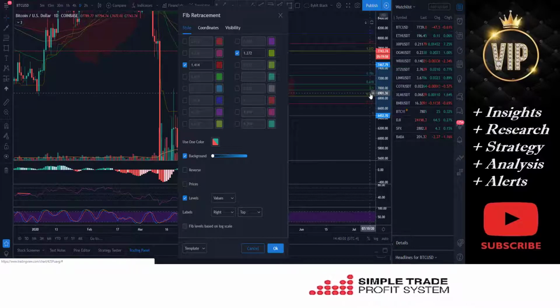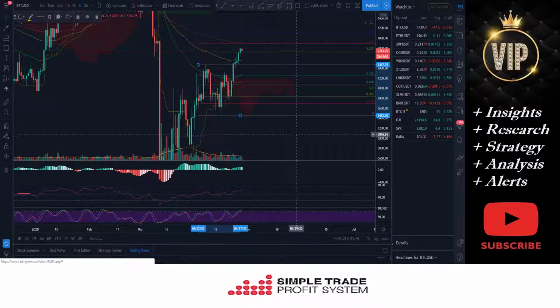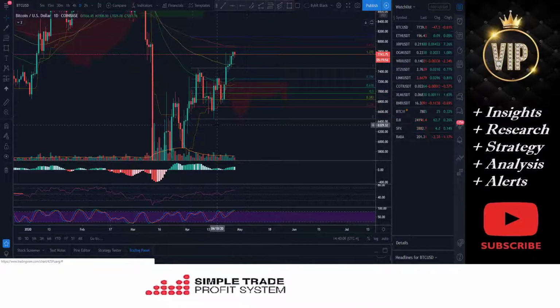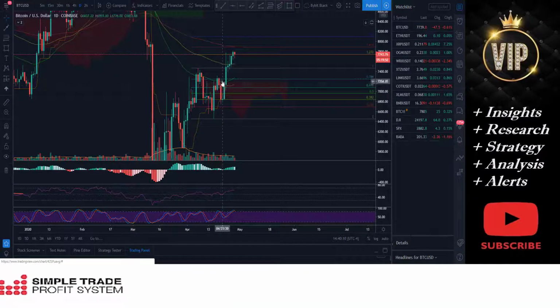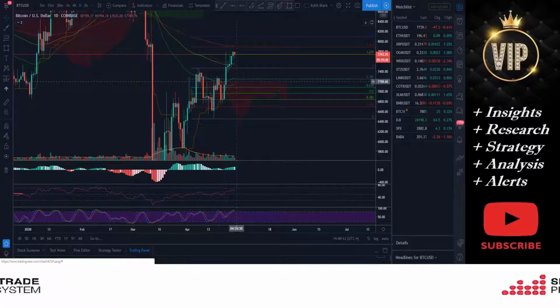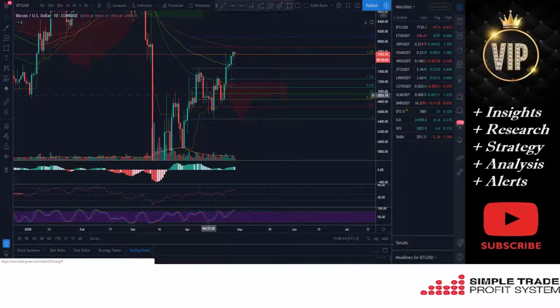And I have them on the top of the line. So we can use it, like I said, for these pullbacks to find good entry points or good take profit levels. I hope this makes a lot more sense. So just start drawing this.